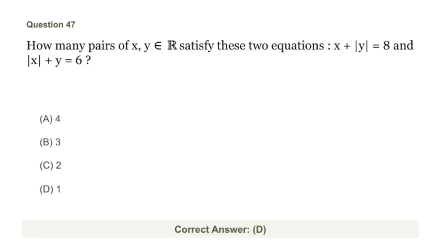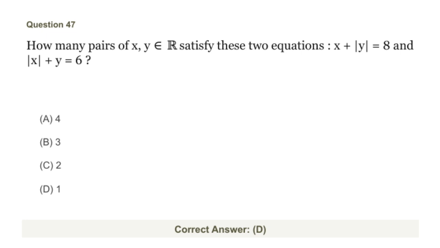Alright, let's break down this problem together. We're asked to find out how many pairs of real numbers, x and y, satisfy these two equations. x plus the absolute value of y equals 8, and the absolute value of x plus y equals 6.